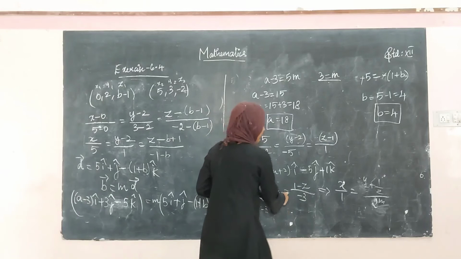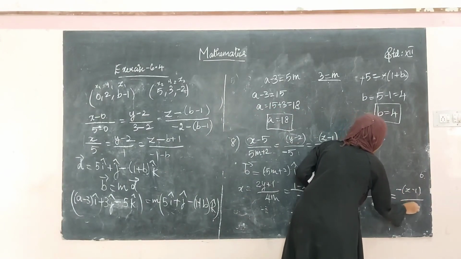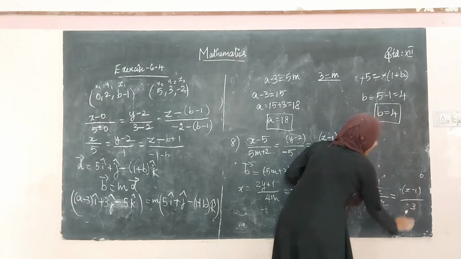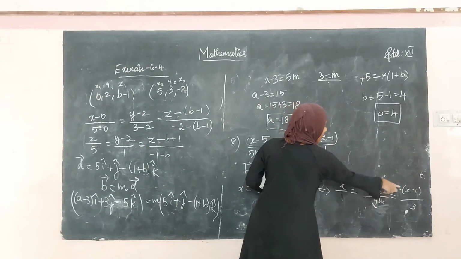Right, again this one. Take the minus outside. It will be z minus 1 divided by minus 3. So this minus and minus get cancelled. Okay, now what do we have here? First x, here first y, here first z.